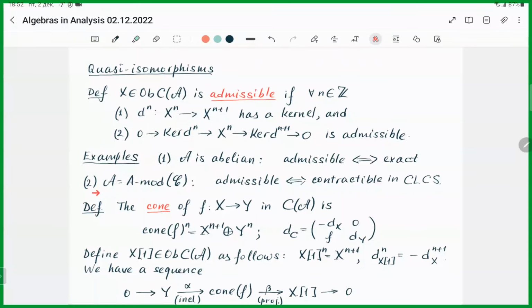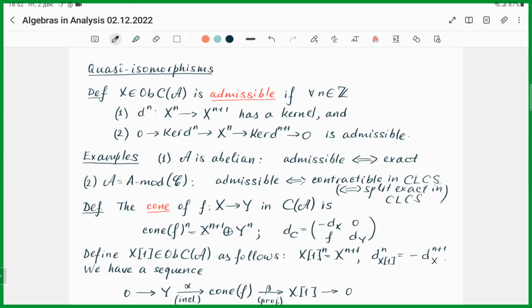On the other hand, if we take the category of topological A modules, then a co-chain complex in this category is admissible if and only if it is contractible, that is, split exact in the category of complete locally convex spaces. That is, if it has a contracting homotopy consisting of continuous linear operators.